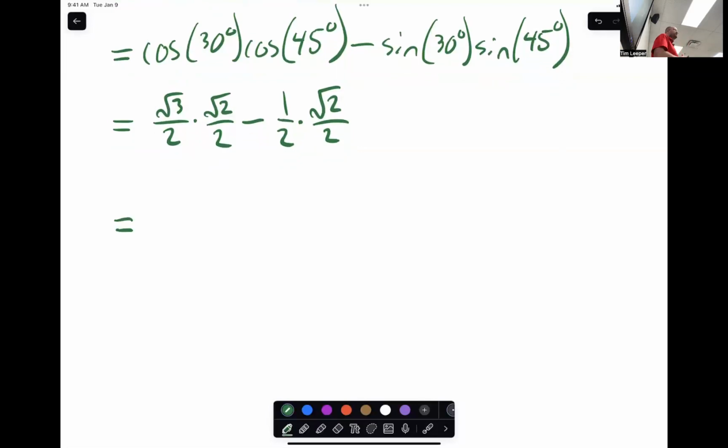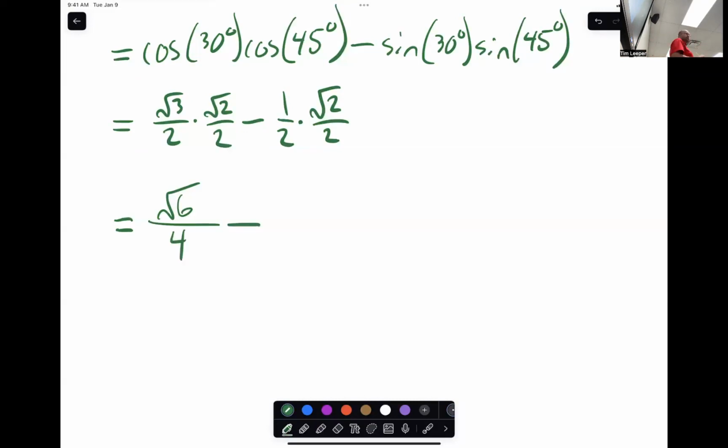Now notice that we're multiplying and then we're going to subtract, right? With the multiplication, notice that nothing in the numerator cancels anything in the denominator. So I need to just multiply straight across. What is the square root of 3 times the square root of 2? Square root of, what's 3 times 2? 6. You were thinking addition. What's 2 times 2? 4. So it's square root of 6 over 4.